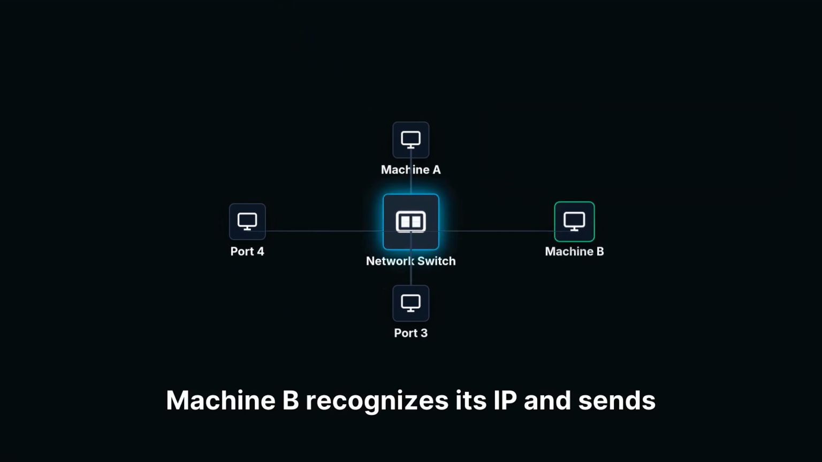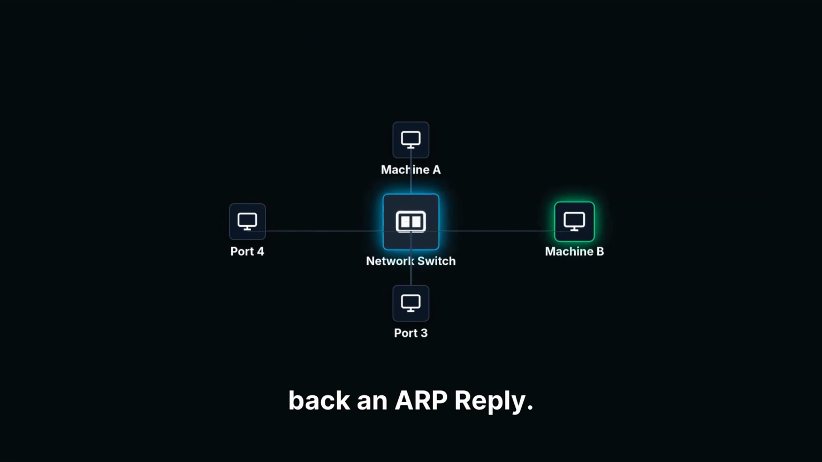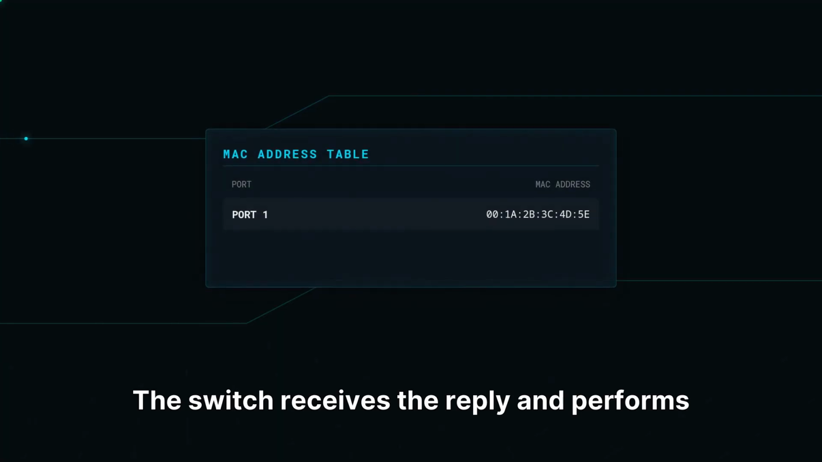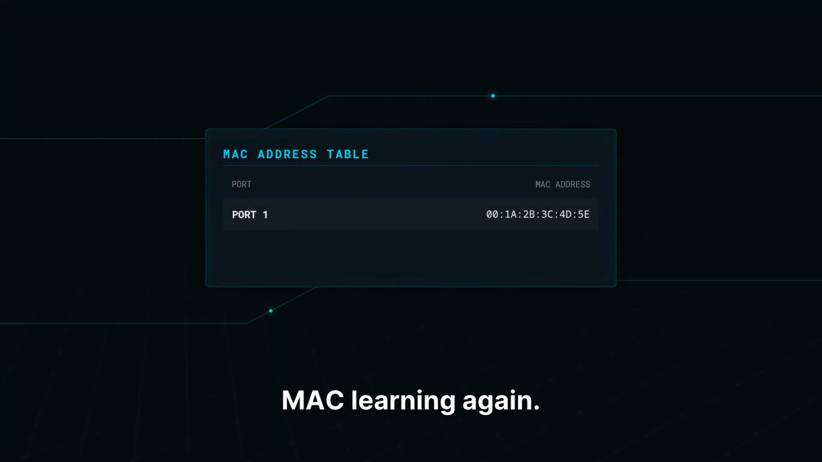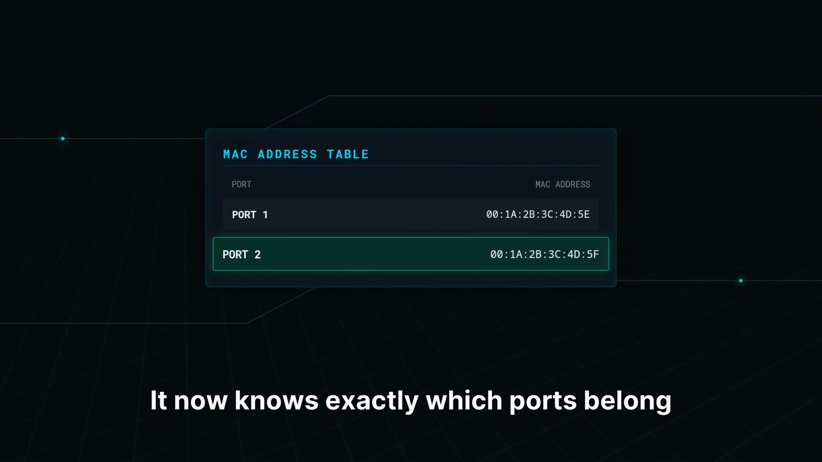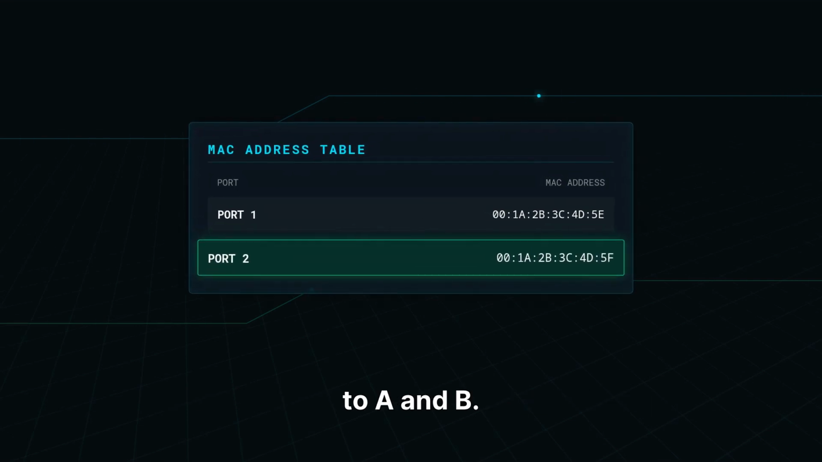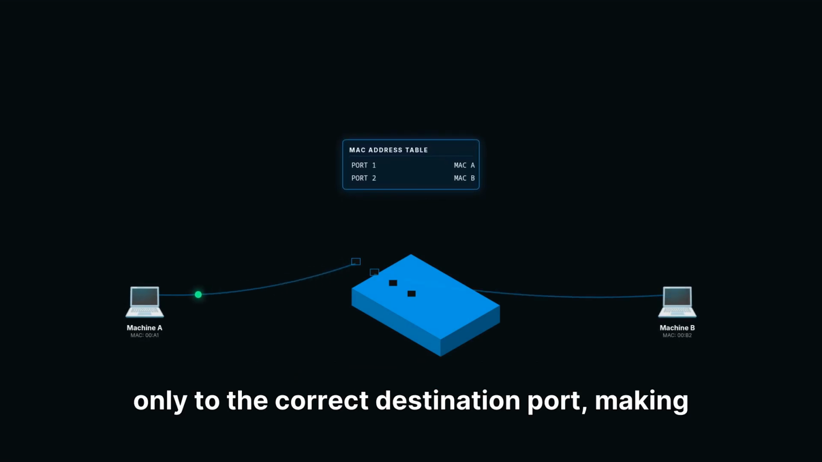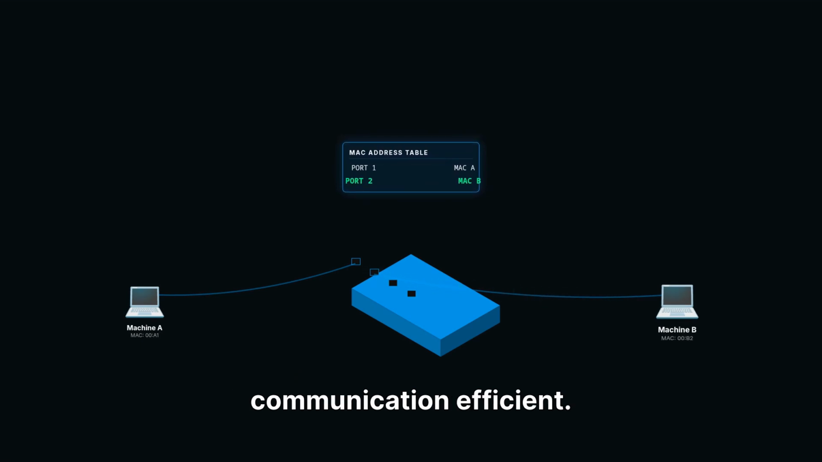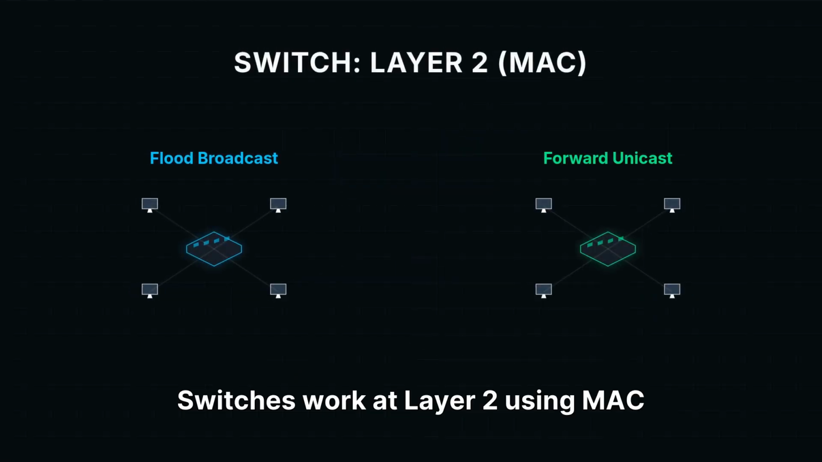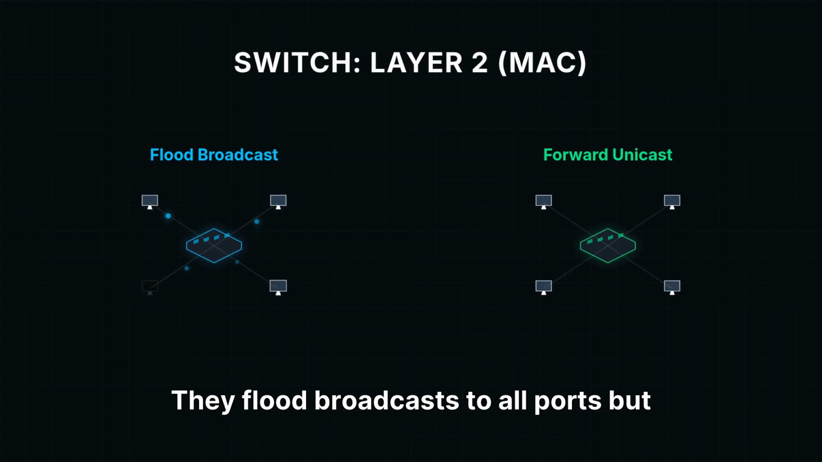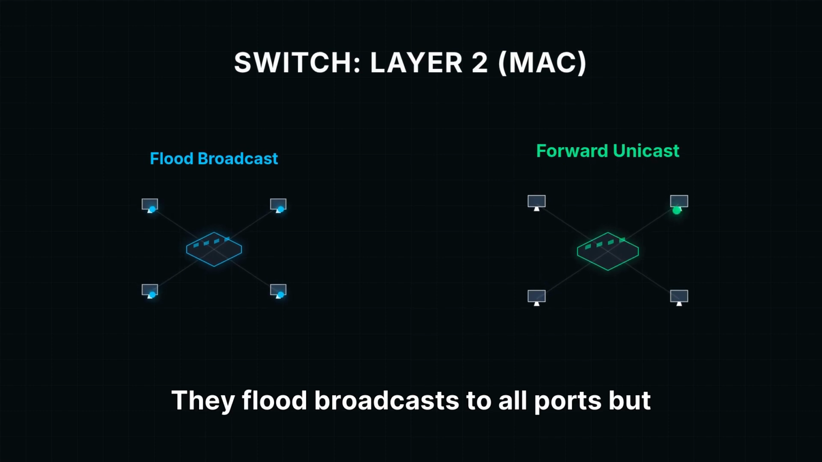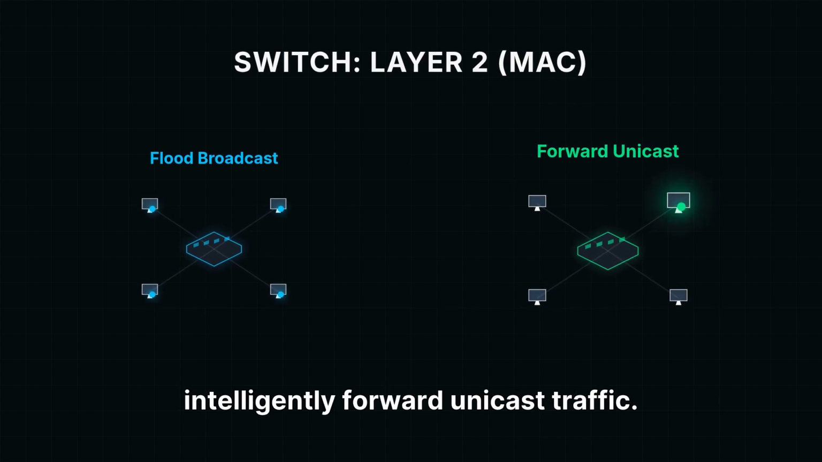Machine B recognizes its IP and sends back an ARP reply. The switch receives the reply and performs MAC learning again. It now knows exactly which ports belong to A and B. Now the switch intelligently forwards unicast traffic only to the correct destination port, making communication efficient. Switches work at layer 2 using MAC addresses. They flood broadcast to all ports but intelligently forward unicast traffic.